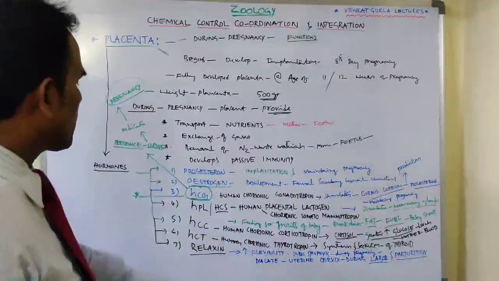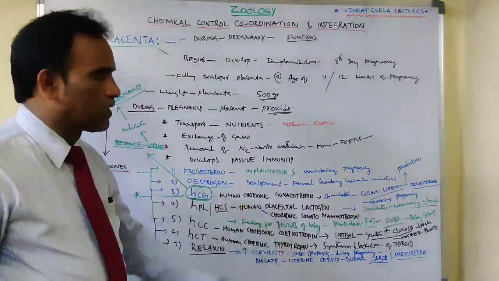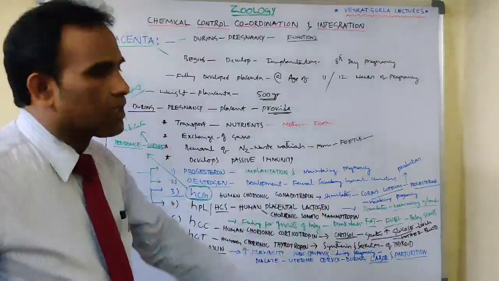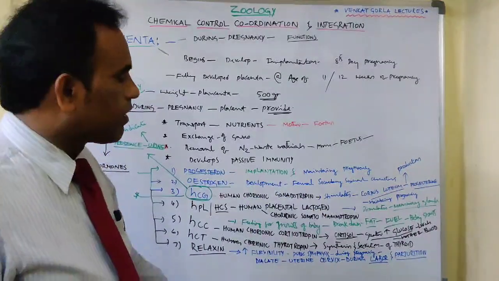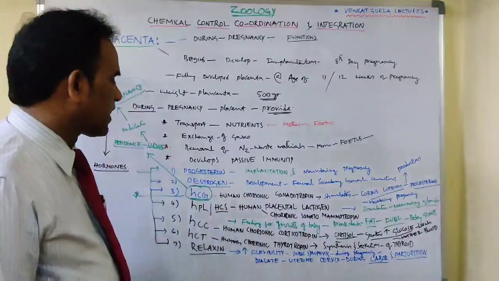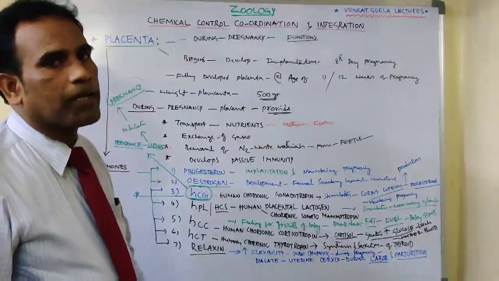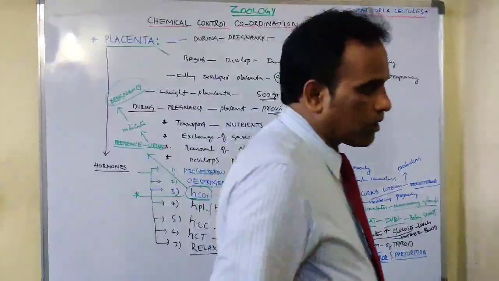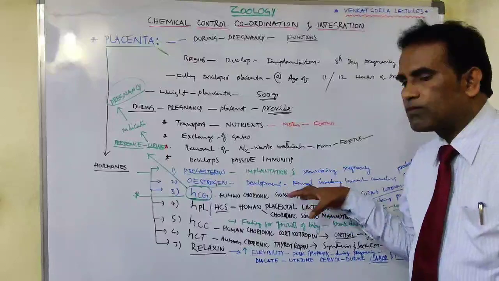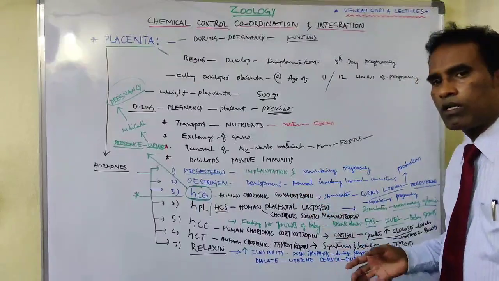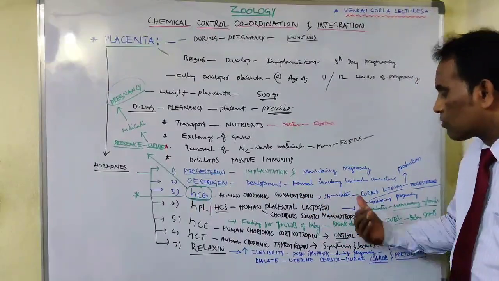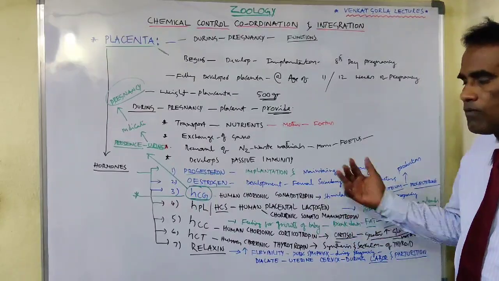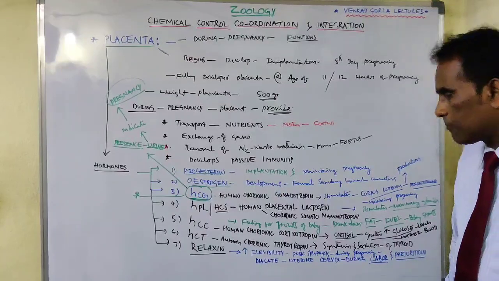All right. Now coming to HPL or HCS, human placental lactogen or human chorionic somatotrophin, it is mainly concerned with stimulating the mammary glands, and as a result it gives milk, the feeding to the growing baby. Also, fats are broken down into glucose, so the glucose is available for fetal consumption.